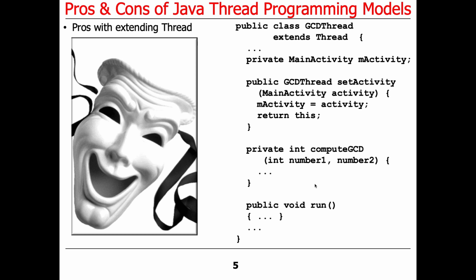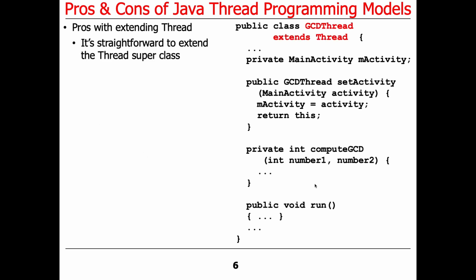So here's one model. This is how you can provide code to a thread by extending the Thread class directly. So here's the good thing about that. Here we have GCD thread that extends Thread. You can see it's got an activity and so on here. In this particular model, it's very straightforward. You've got the Thread superclass. We just extend it. No muss, no fuss.